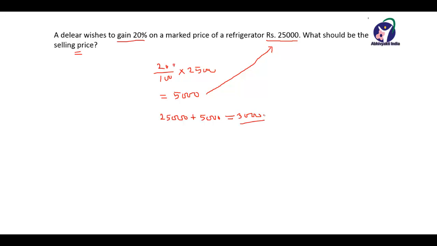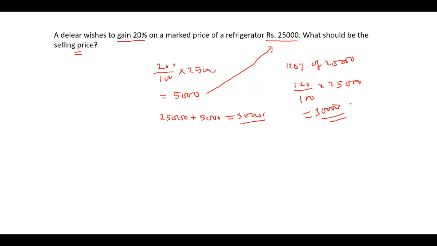But instead of doing so, we know that a 20% gain is there, so simply take 120% of rupees 25,000. So 120% means 120 by 100 multiplied by 25,000, and if you solve this, you get it directly as 30,000 rupees. So the selling price should be 30,000 rupees.